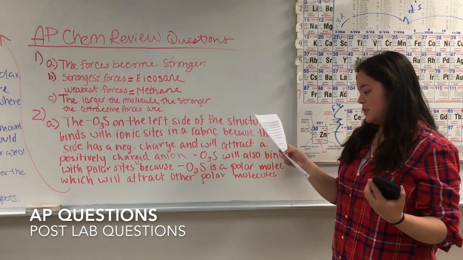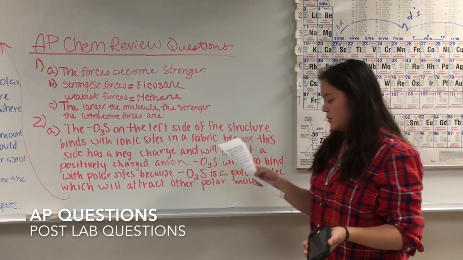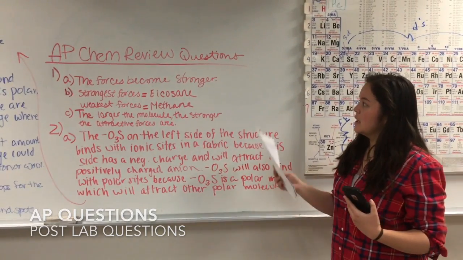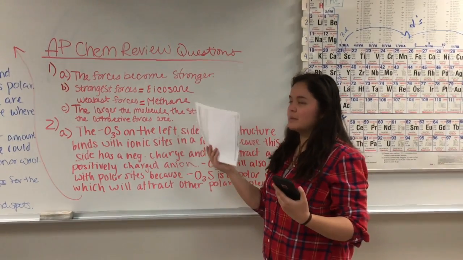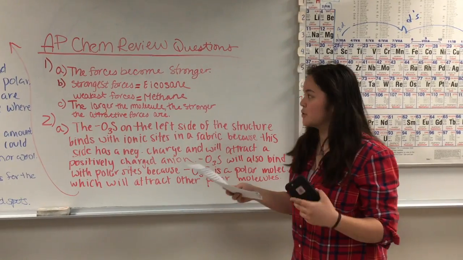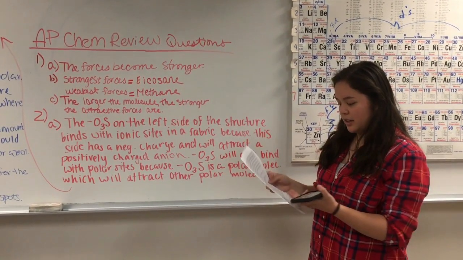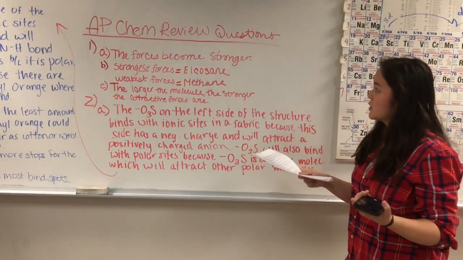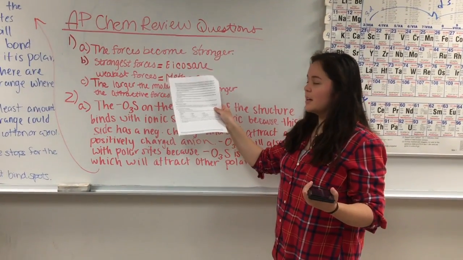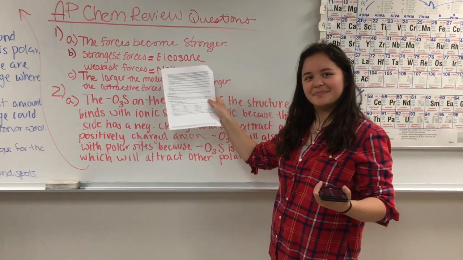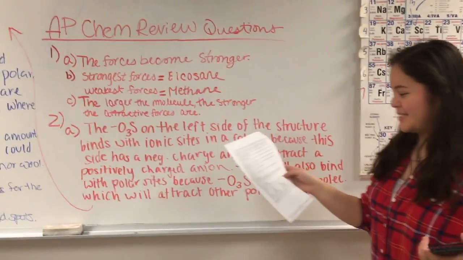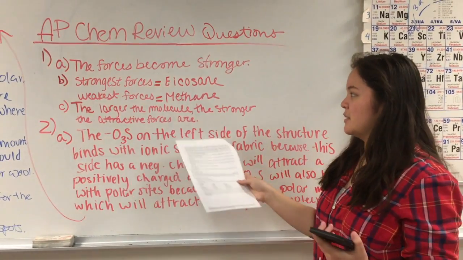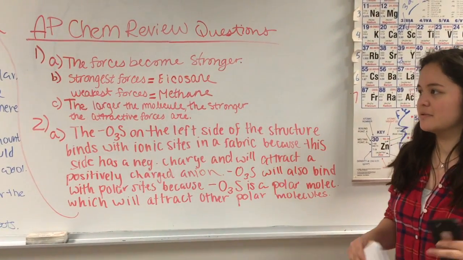The first question, how do the attractive forces between molecules change in the transition from the gas to the liquid to the solid? In general, they become stronger as you change between phases. In this chart in your packet, the strongest forces are from the icosane, and the weakest forces are from the methane. And to sum that up, for part C, the larger the molecule, the stronger the attractive forces are.